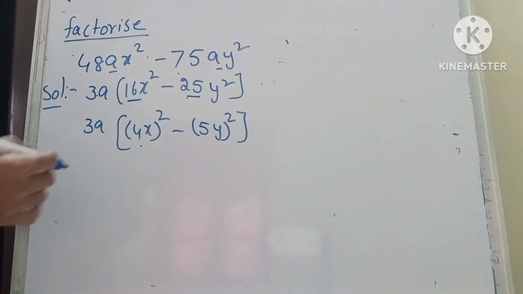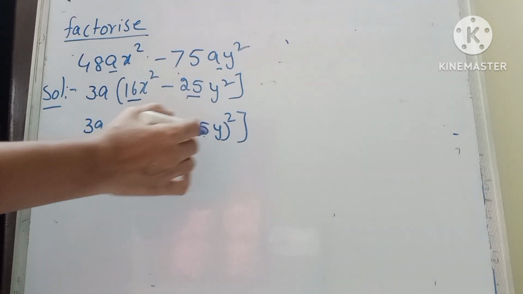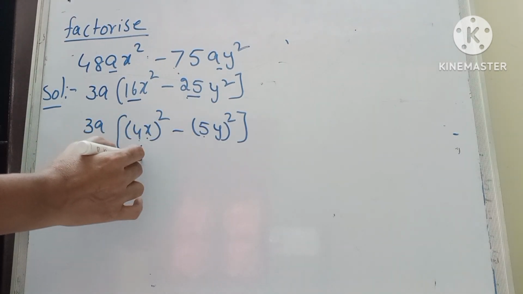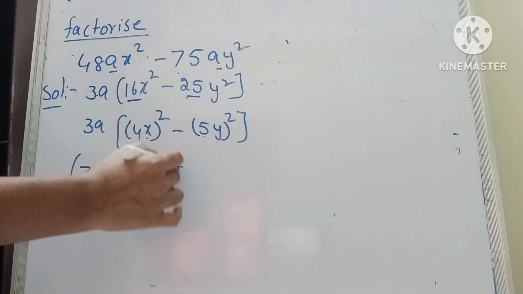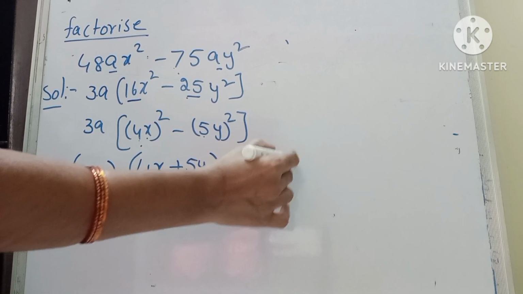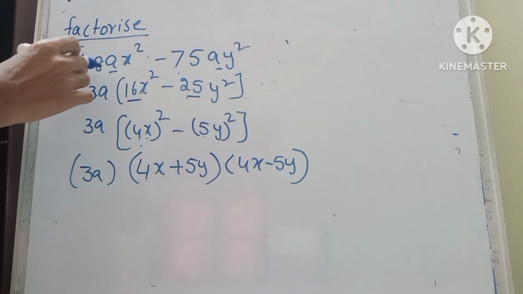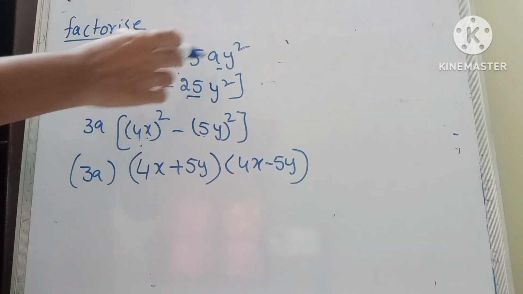So look at this. This is in the form of a square minus b square. Then 3a into, so a square minus b square can be written as a plus b into a minus b, which is 4x plus 5y into 4x minus 5y. These are the factors of the 48ax square minus 75ay square.